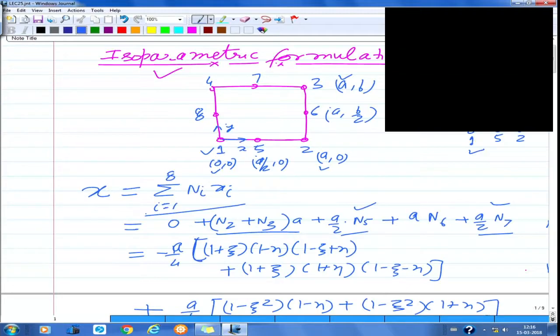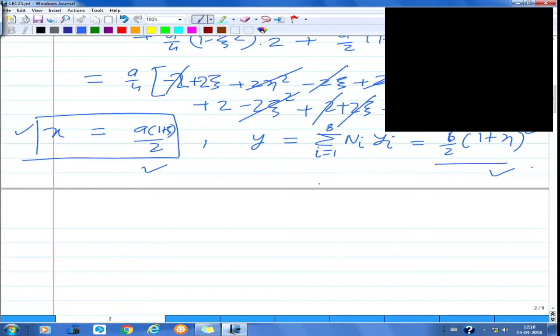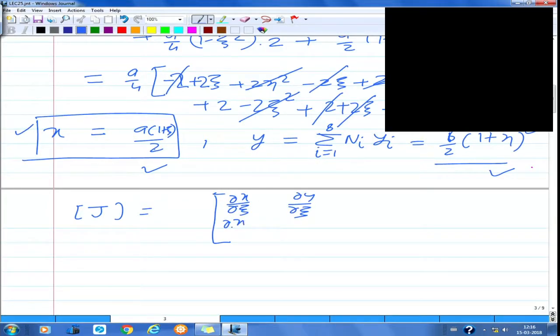So for this point, xi and eta are -1, so you will find that x will turn out to be 0, y will also turn out to be 0. And if you put any other coordinates of the points, you will get the corresponding coordinates of the physical space. And now if you look at particularly the Jacobian matrix, J here, if you remember what we had said, this is del x by del xi and del y by del xi and del x by del eta and del y by del eta. And now in this case you see that in this Jacobian matrix del x by del xi is going to be a by 2, but del y by del xi is 0, and del x by del eta is 0, and del y by del eta would be b by 2.